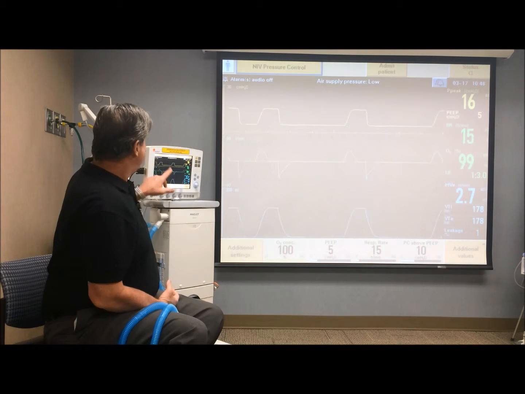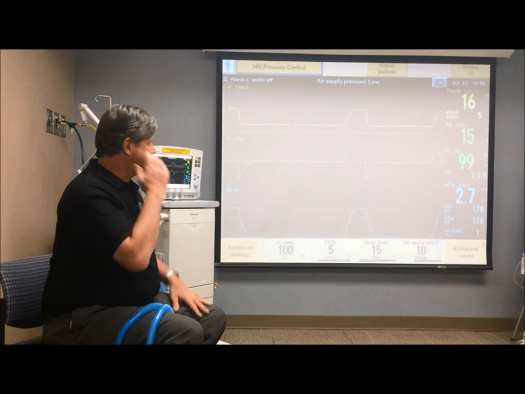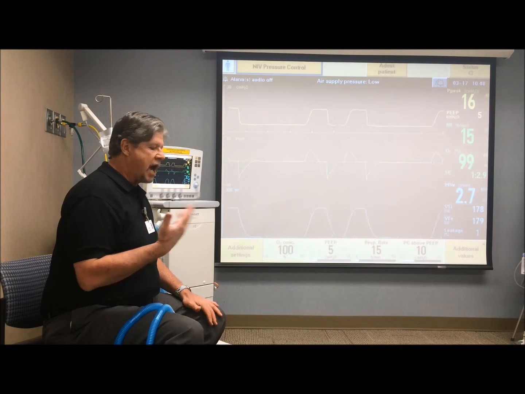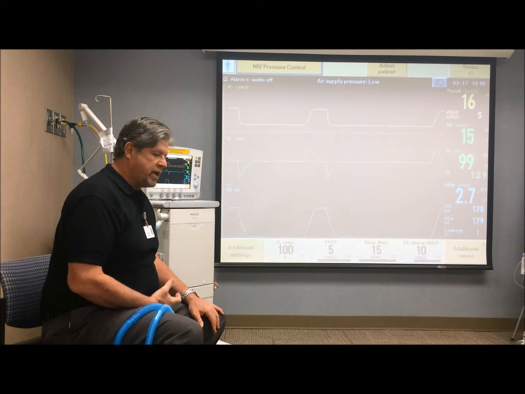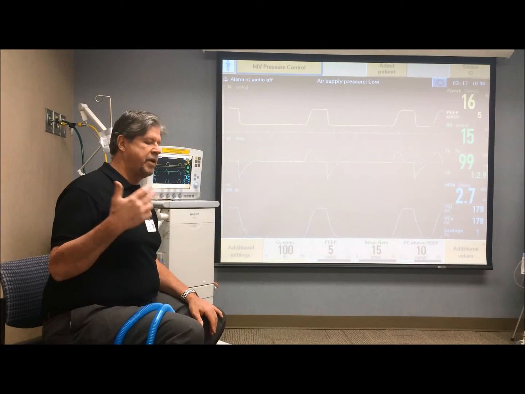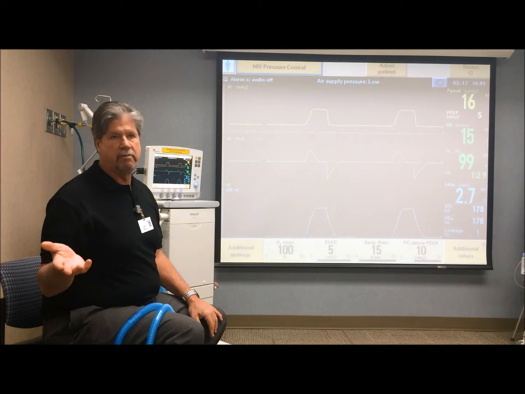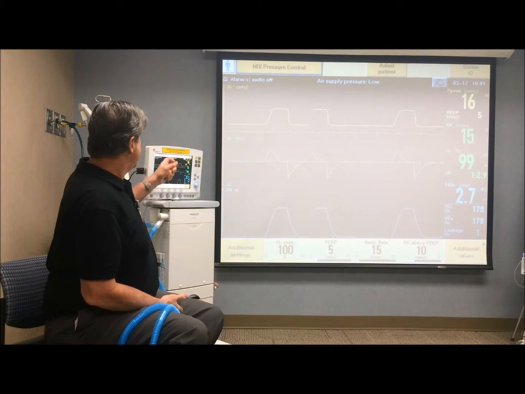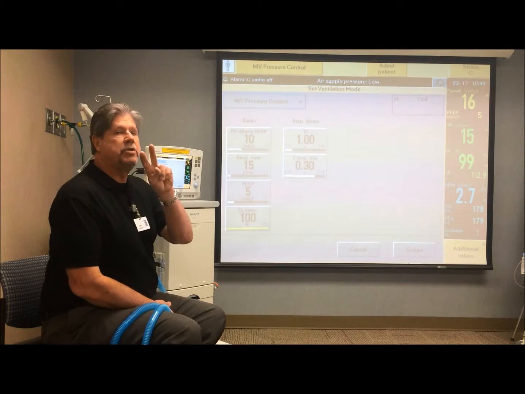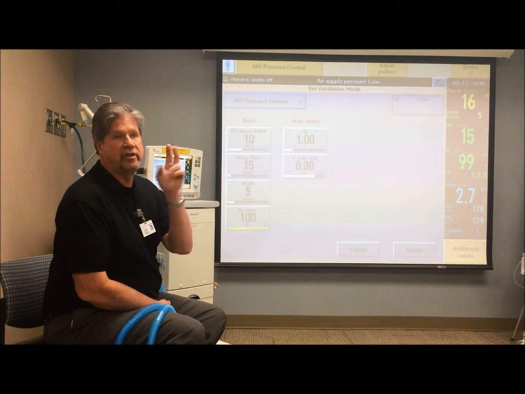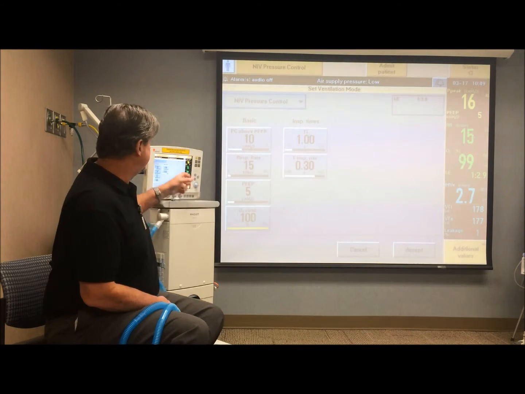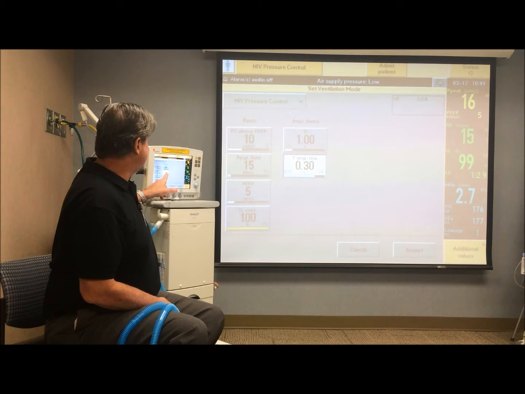So one of the sayings that we came up with when we started doing non-invasive on the servo was, remember to set your ventilator up and remember the saying 30, 30, 30. So in this case, there's only two 30s, but I'll show you the next 30 when we go to non-invasive. But this is the first 30.